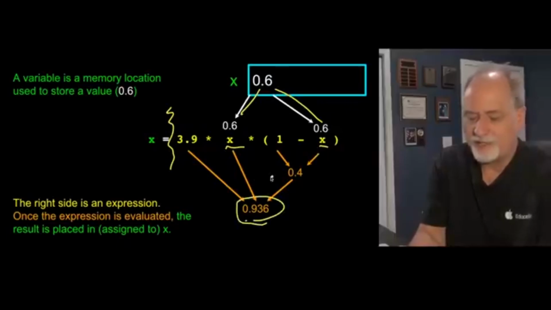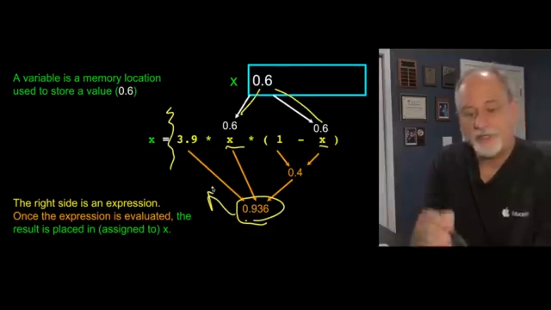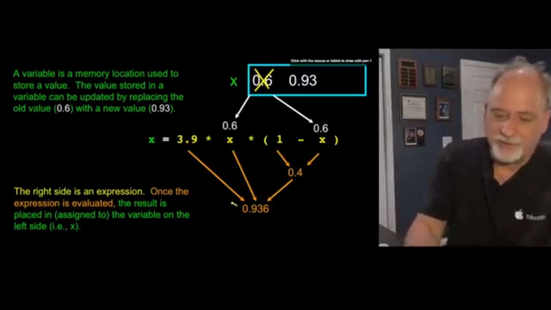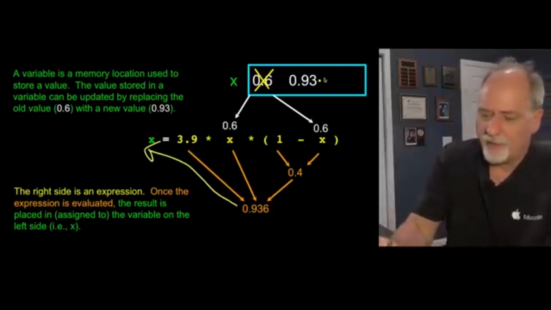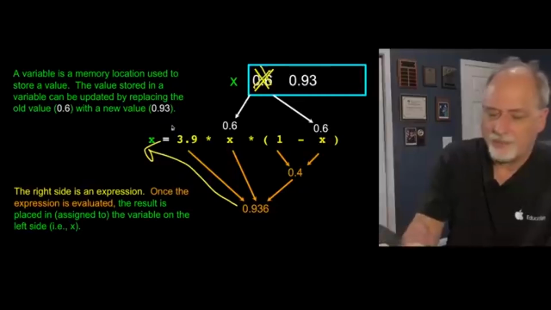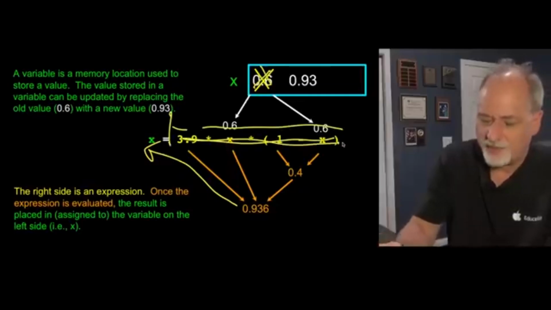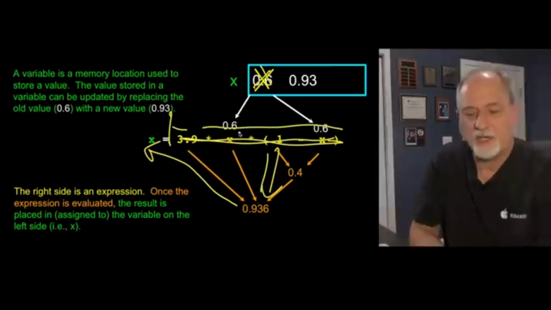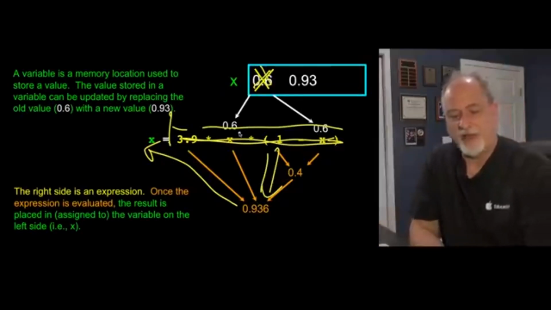After all the calculations are done, then and only then is it going to put that back into x. And so it sort of takes that and puts it back into x and then wipes out the old value. At this point, this has all been taken care of and it's been reduced down to this 0.93, and so that is what's put in as the new value. So up next, we'll talk a little bit more about making more complex expressions.